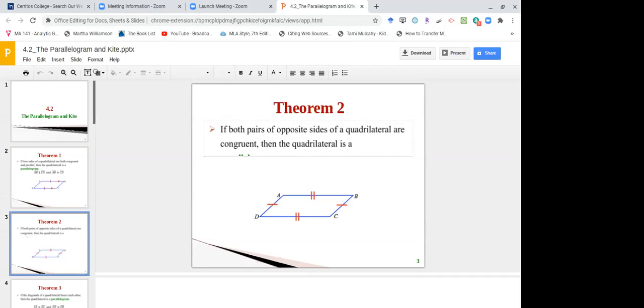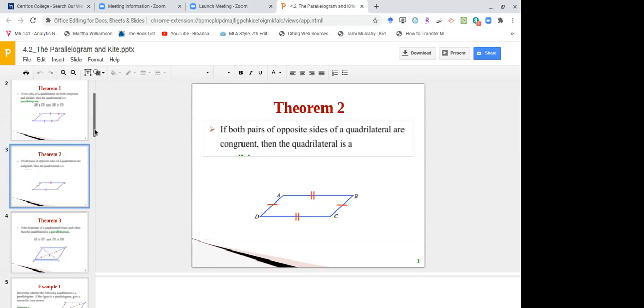And if both pairs of opposite sides are congruent, then you have not necessarily a rectangle, but you have a parallelogram as well.